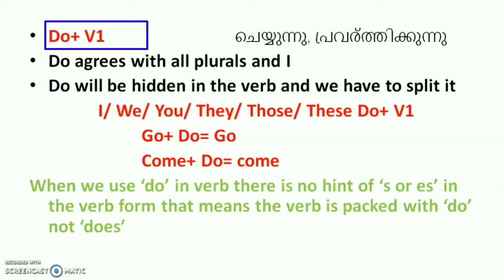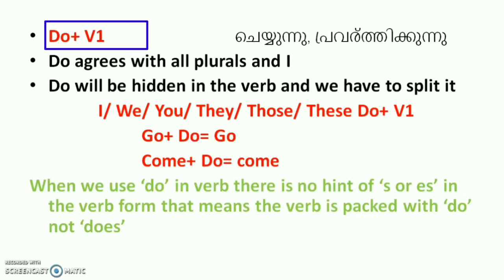But do agrees with I, the first person singular, and all of the plurals. That means I, we, you, they, those, these, likewise. Ramesh and Suhail, India and Pakistan, likewise. So, there in the verb, do will be hidden. We cannot see it. There is no indication as in goes, likes, drinks, etc. So, there is no indication of S form in do. But there will be a do hidden in the verb, and we have to split it from the verb.